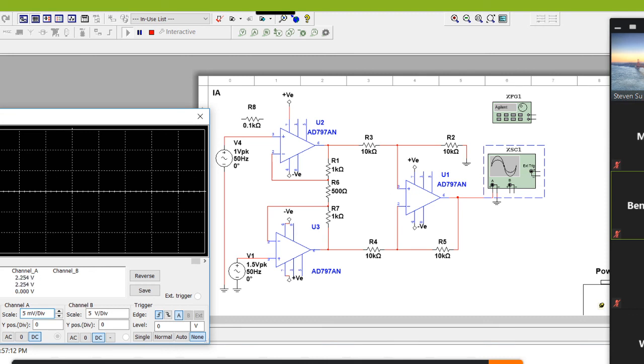So you can see it's very big. It's a very big difference, and then you need to know how to use the oscilloscope. So you use channel A.